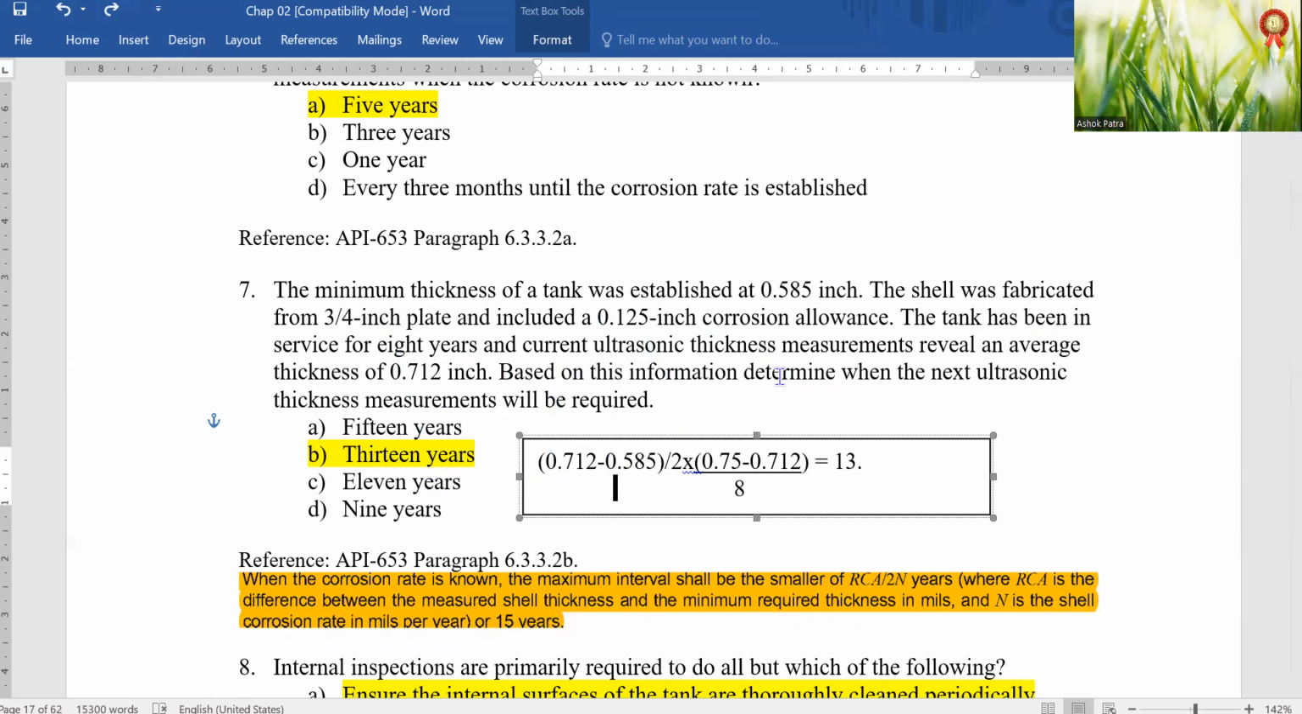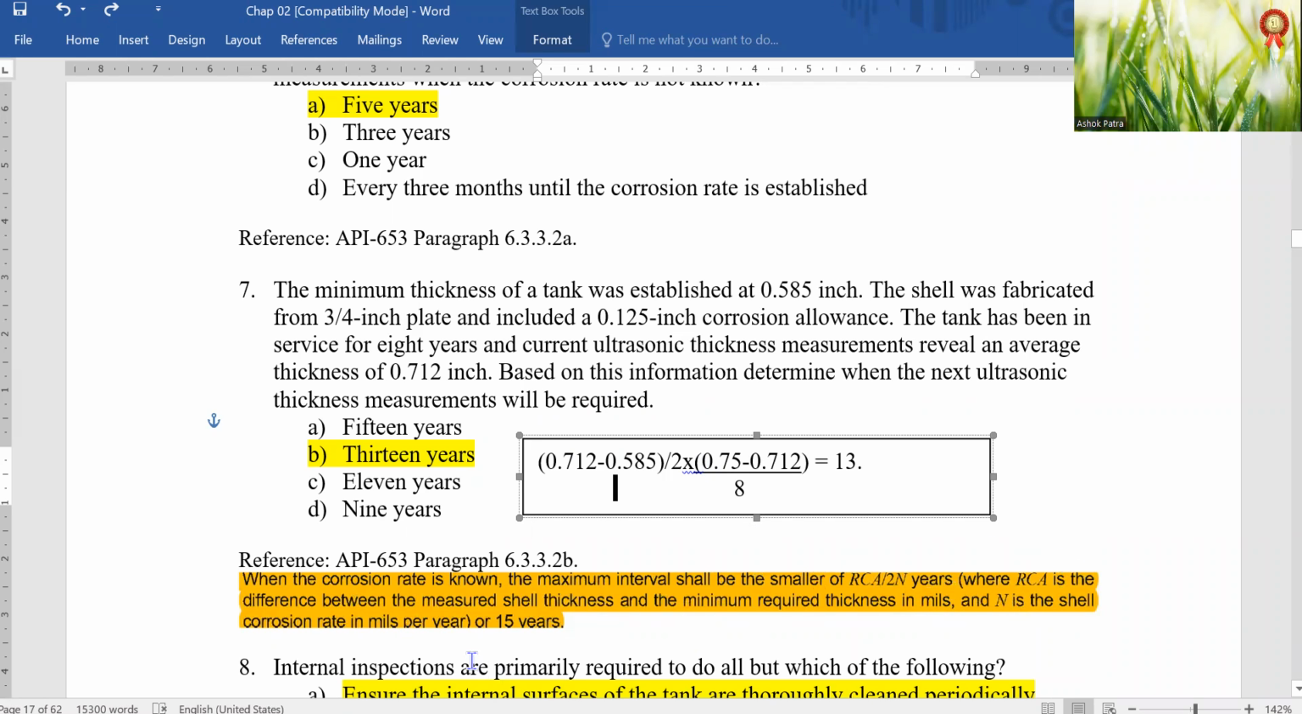That is 0.585 plus 0.125. If you add it, it is 0.75. So it is nothing but, just to show you this one, unnecessary, they just make something. And then divided by 2, this is RCA, meaning remaining corrosion allowance, and divided by N.